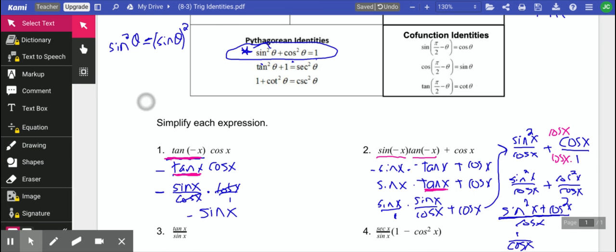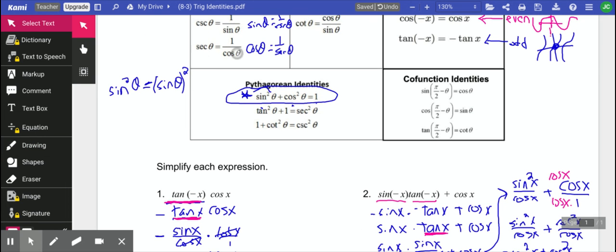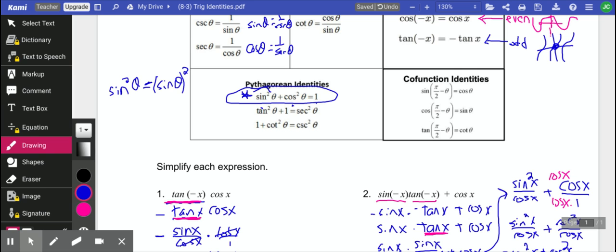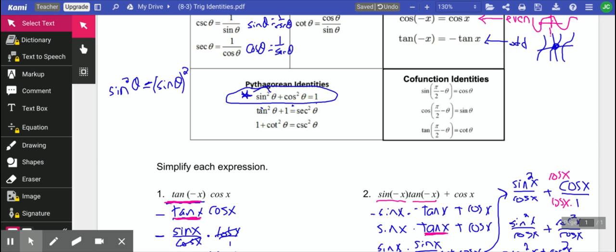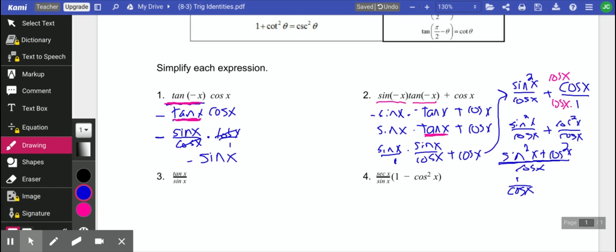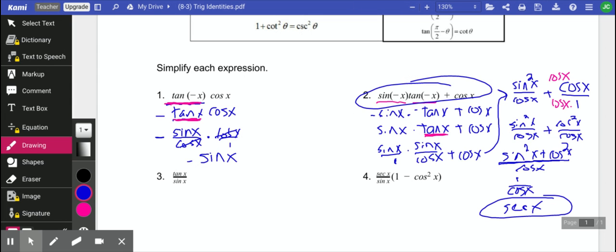And we are almost done here because I know right here that 1 over cosine is secant. Sorry, that was a mistake. I didn't mean to touch that. So this 1 over cosine is secant x. And that is our answer. So this thing here simplifies to secant x.